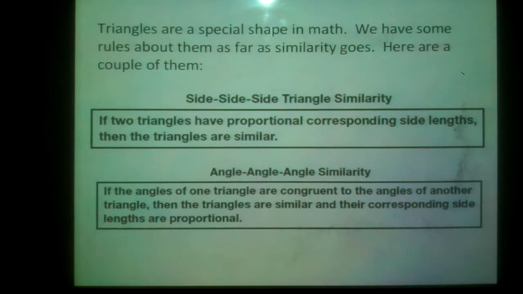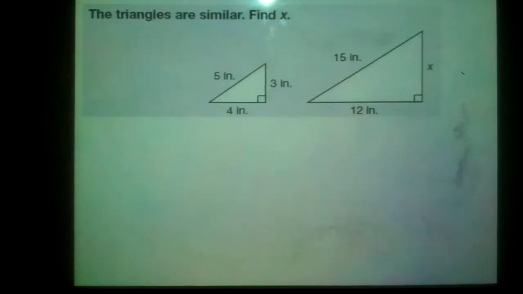Angle similarity: if the angles of one triangle are congruent to the angles of another triangle, then the triangles are similar, and their corresponding side lengths are proportional. We'll memorize those two rules more so in high school, but we'll get into it a little bit this year too. Just want to introduce it.